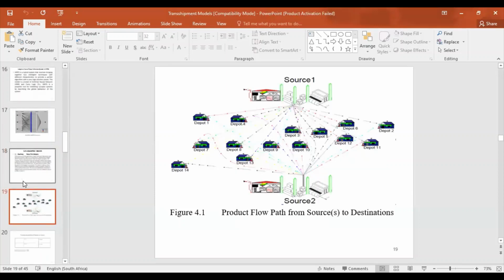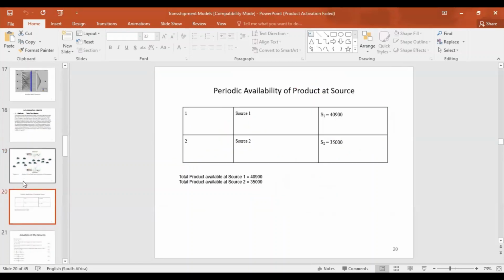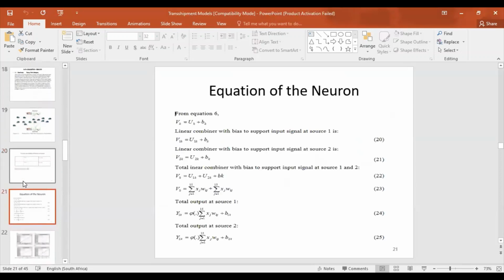This is the architecture of the system, product flow from source to destinations. There is source 1 and source 2, and there are many destinations. Destinations run from depot 1, 2, 3, up to 14. And products can flow from either source 1 or source 2. But the problem is, where do we make allocation from where products are available at the two systems so as to optimize costs? Now look at the case scenario based on data sets obtained from the manufacturing system. The first system has a product of about 40,900, and the second has about 35,000 products. And there are so many destinations where products can flow.